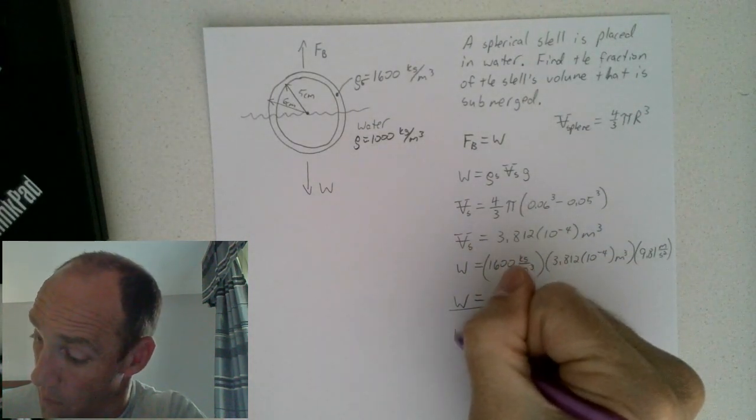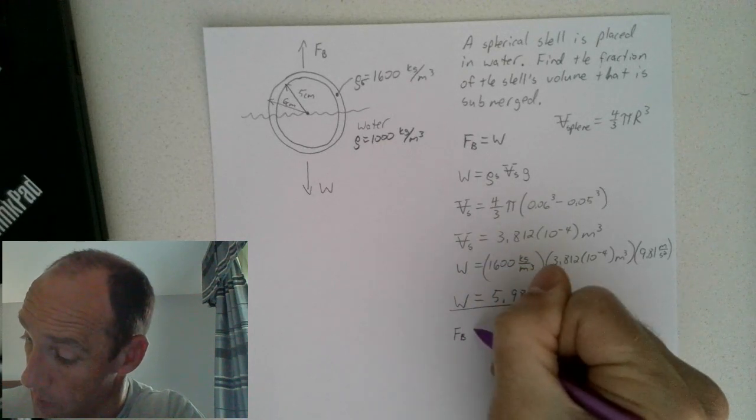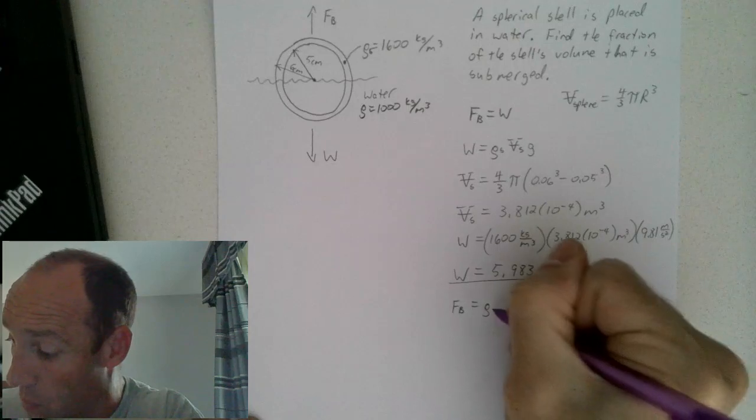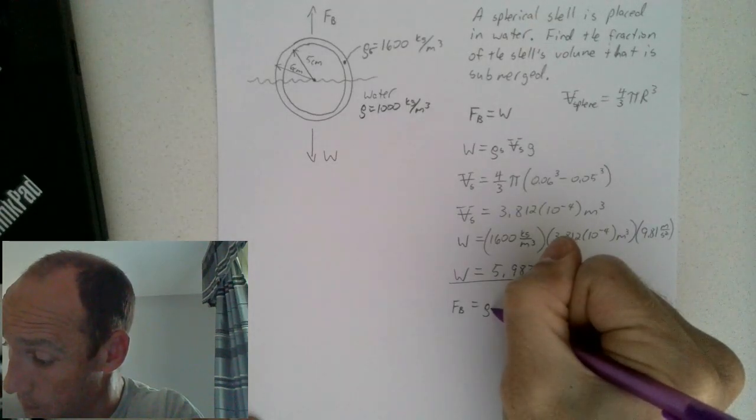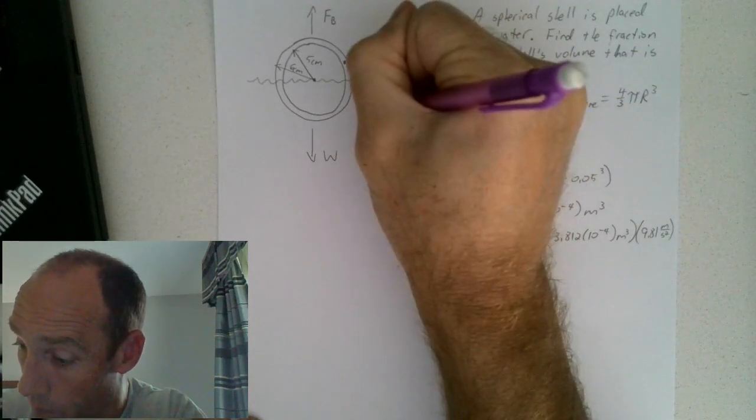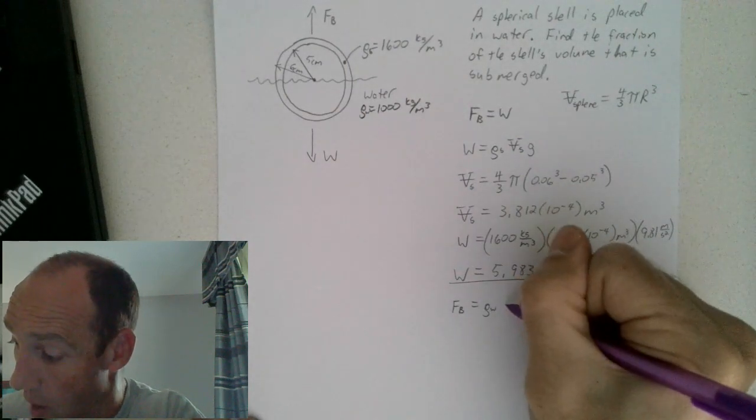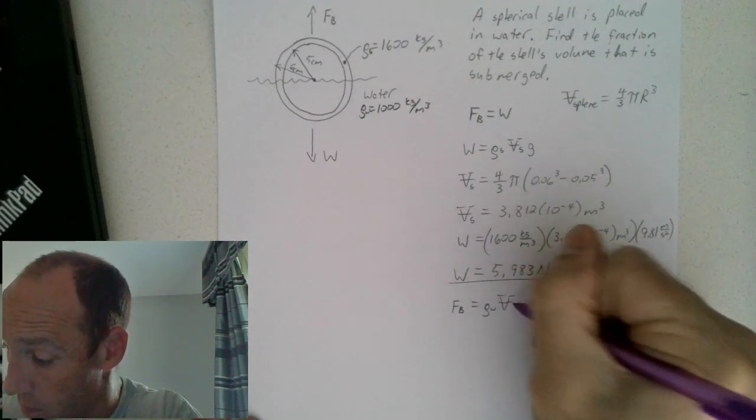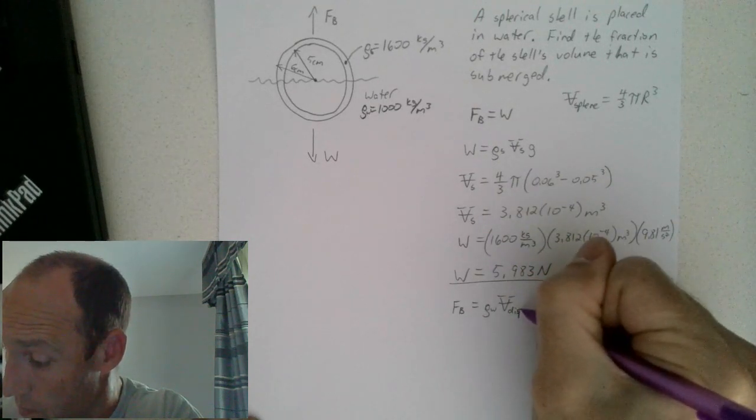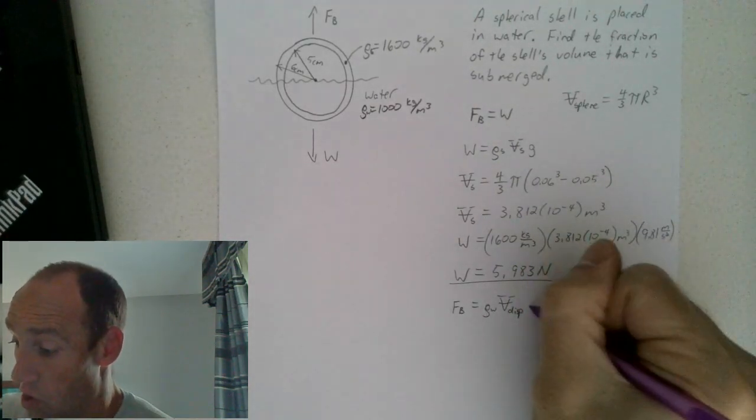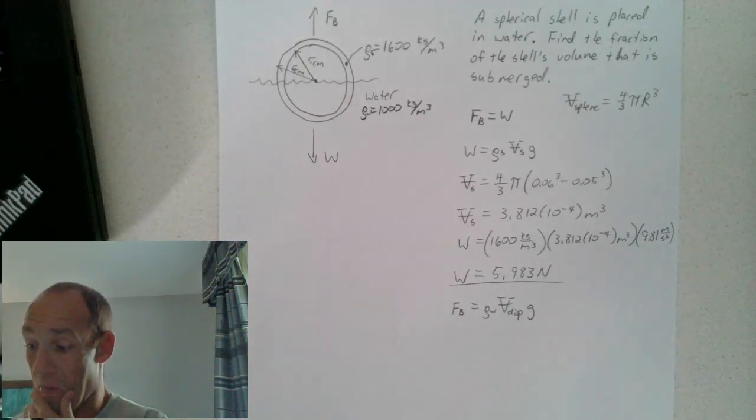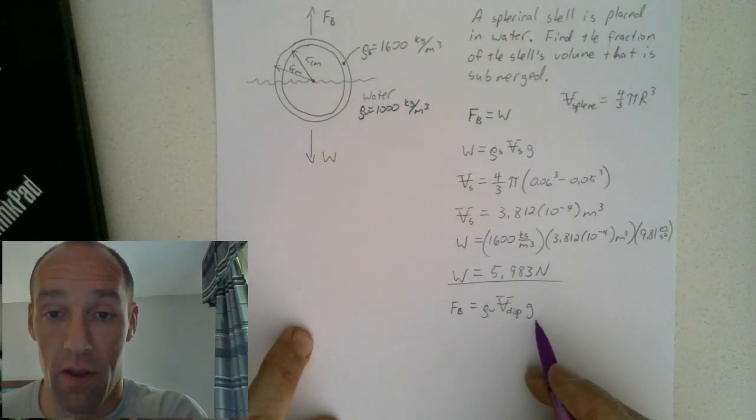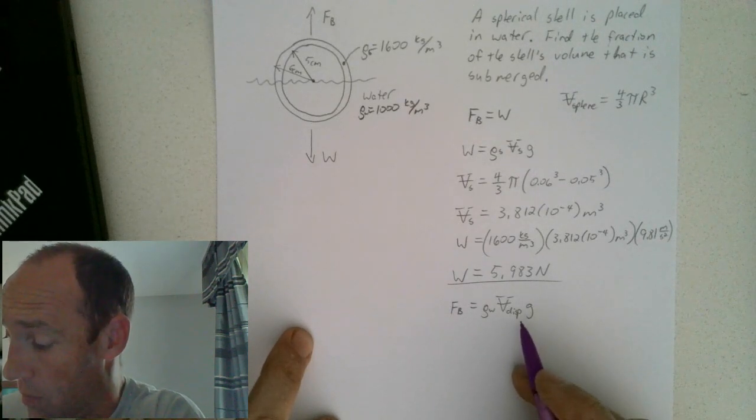All right, so then the buoyancy force is equal to the density of the fluid, in this case water, times the volume that's displaced, times G. So it's the weight of the water that's displaced that is the buoyancy force.